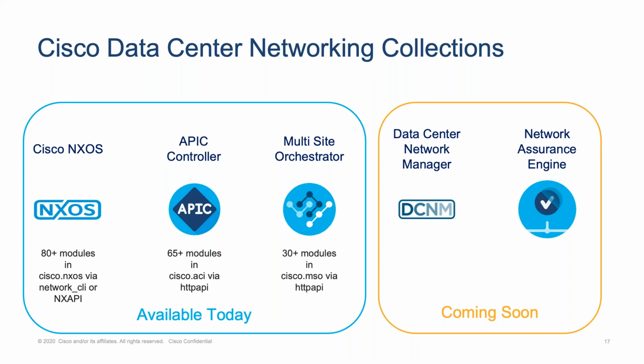So if we look at what we already have today, on the left side, you will see the three collections that were already published today. So we have the NXOS modules. If you want to talk to a specific switch outside of ACI, we have those modules available. There's more than 80 modules there. And if we look at more the ACI side, we have the API controller modules, which we call ACI, which are in the Cisco ACI collection, and it's mostly using the API of the APIC. We have more than 65 modules.